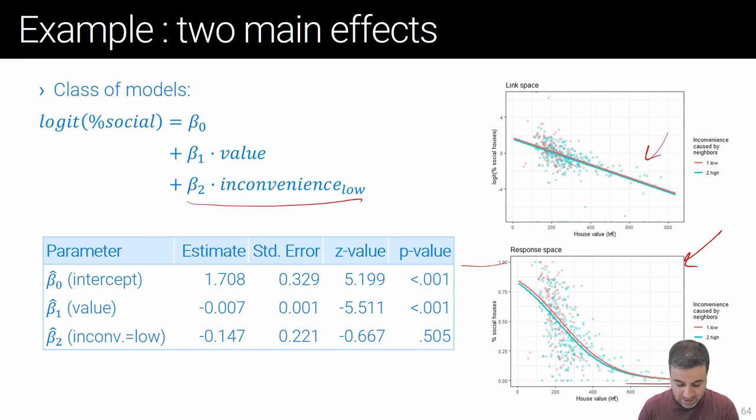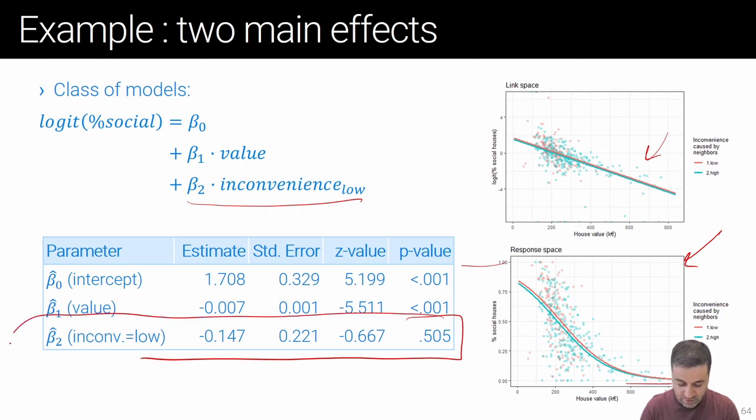And so what we have in this case, if we look into the regression table, is there doesn't seem to be an effect of the degree of inconvenience. We have a very high p-value. And so we might be inclined to say, remove this term from the model because it looks like whether there's high inconvenience or low inconvenience, the fraction of social houses is not affected.